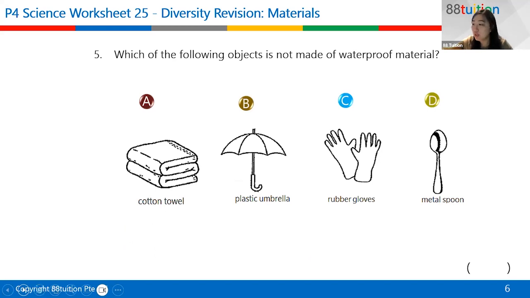Okay, next one, number 5. Which of the following objects is not made of waterproof material? Grace? A. A, very good. Not waterproof basically suggests that it is absorbent. It is able to absorb water. So out of all these, the only one that can absorb water, of course, is your cotton towel, because it must serve its purpose of making you dry after you shower. So it will have to absorb the water that's on your body as well.